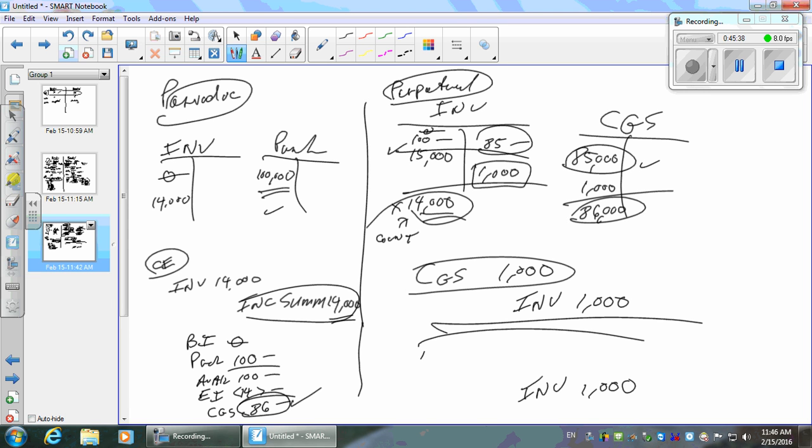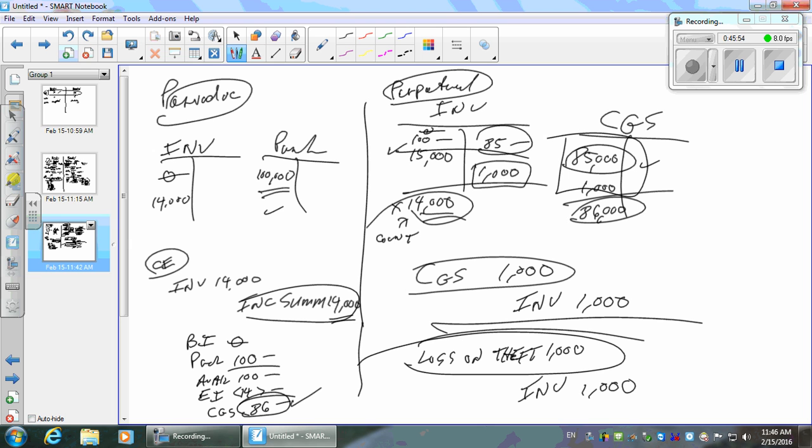I could debit loss on theft of inventory, loss on damaged inventory, loss due to fire, whatever it is, however I lost it. Got the idea? And that loss, instead of cost of goods sold, I'd keep my 85 cost of goods sold then. That loss would go where? You could put it down in non-operating. Not extraordinary item, not unusual and infrequent. You read about that, didn't you? It's not unusual and infrequent, so it's not extraordinary.